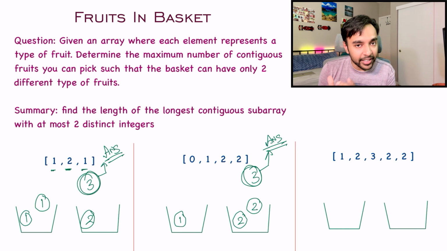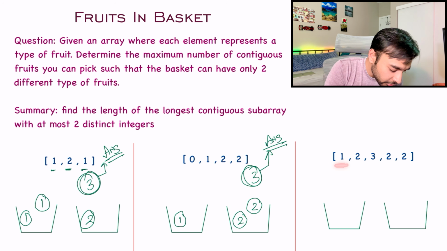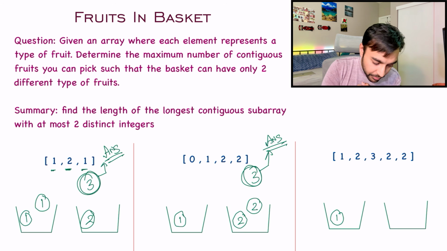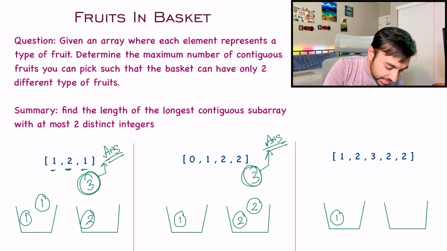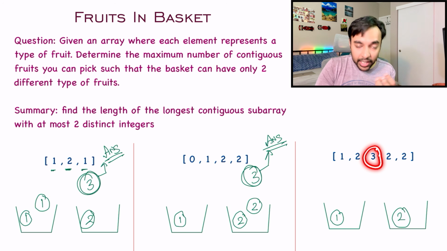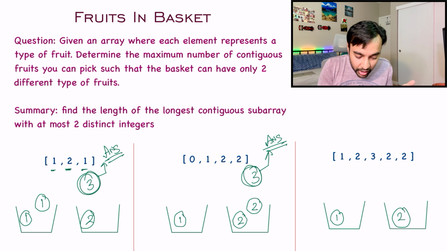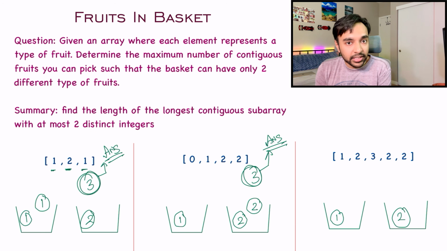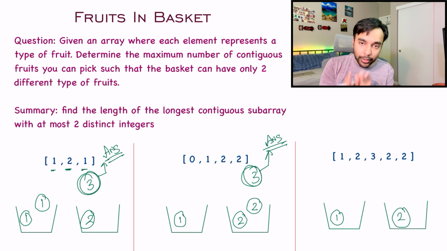Similarly, let us look at the third test case also. The first element is 1. What happens if I try to add it to my basket? Okay, well and good. The second element is 2. My second basket is empty, so I add it over here. Go ahead now. I get a third type of fruit. I don't have any space over here, right? My first basket has 1 type and second basket has 2 type. So I will need to stop over here.